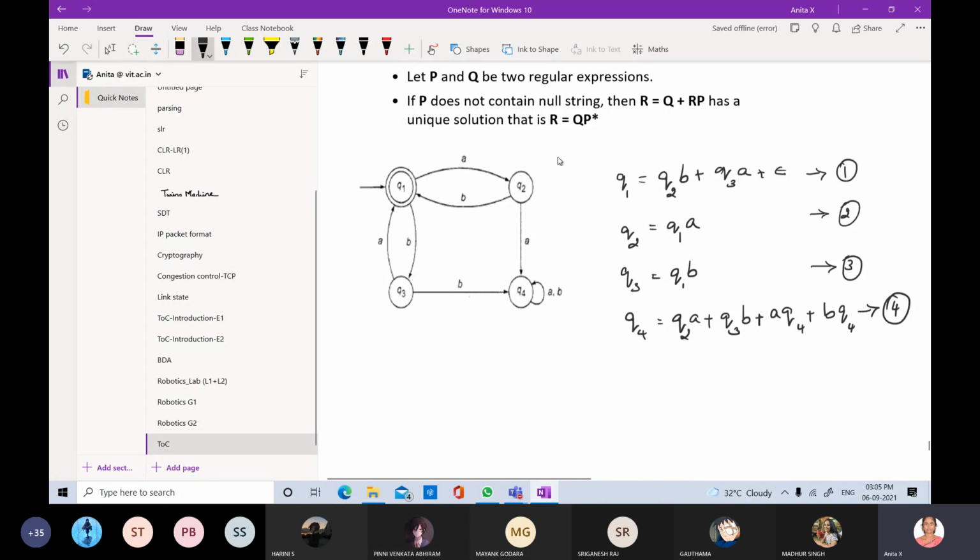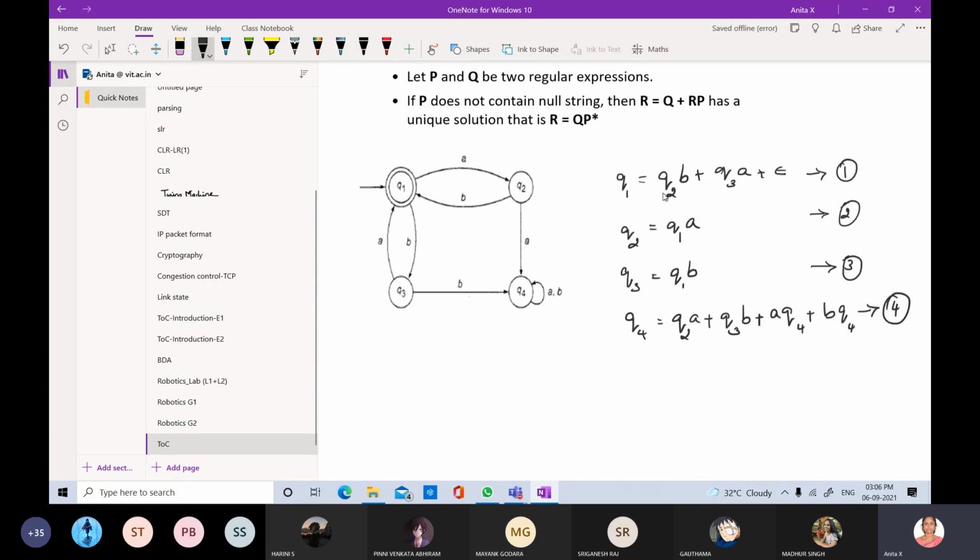So now we need the regular expression for this. So for all the final states, we will be trying to get the regular expression. So here, this is the final state. So for this, we are going to try getting the regular expression. I can write the regular expression if this expression is in this format. Here you can see R1 is equal to Q plus RP. So no, it is not getting matched, right? It is not getting matched.